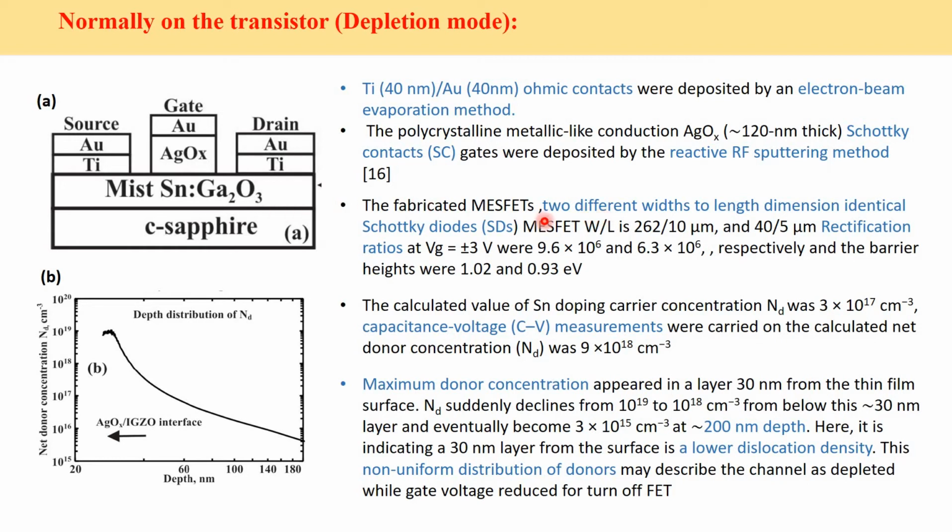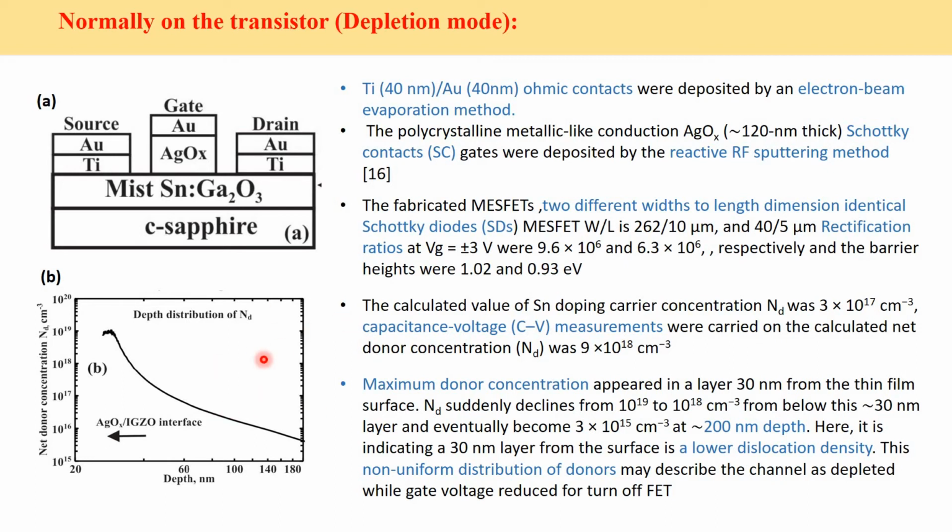Here we have demonstrated two Schottky diodes with different width to length ratios, 260 by 10 and 40 by 5. Their rectification ratios are 9.6 x 10 to the power 6 and 6.3 x 10 to the power 6, and the barrier heights are 1.02 and 0.93.